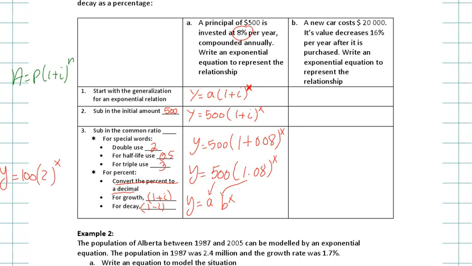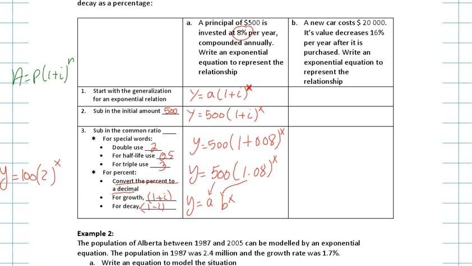All right. Let's look at the second equation. A new car costs $20,000. Its value decreases 16% per year after it is purchased. Write an exponential equation to represent the relationship. So what kind of question is this? Growth or decay? Decay, because we have the word decreases.